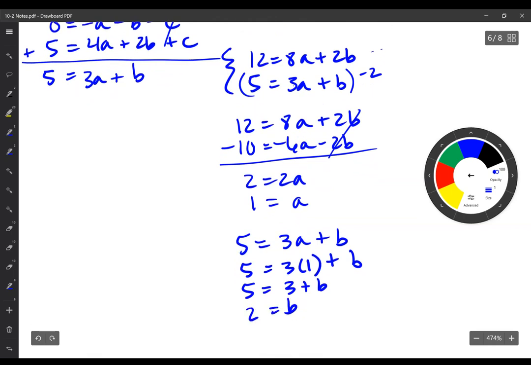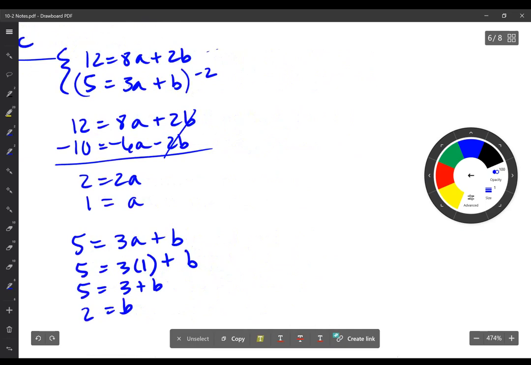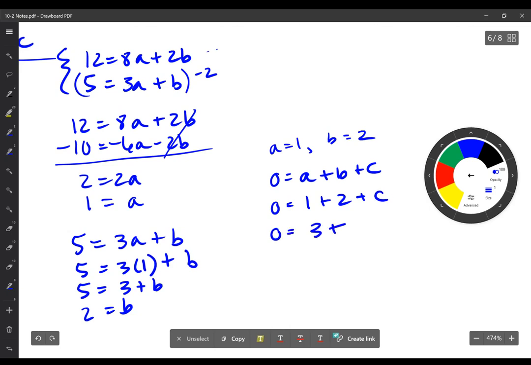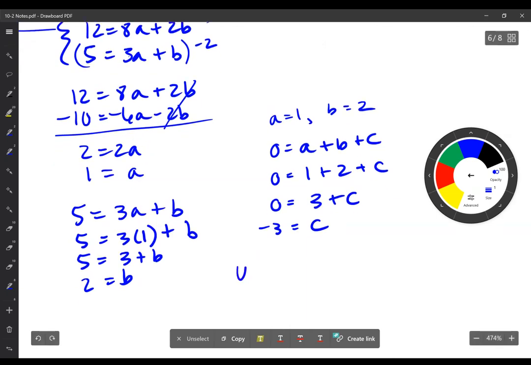And then I want to find c. So for c, I'm going to use that 0 equals a plus b plus c. And I have so far that a is 1 and b is 2. So now I can solve. So 0 equals 3 plus c, or negative 3 is equal to c. So now I'm going to put all this together. This would be y equals 1 times x squared plus 2 times x minus 3.